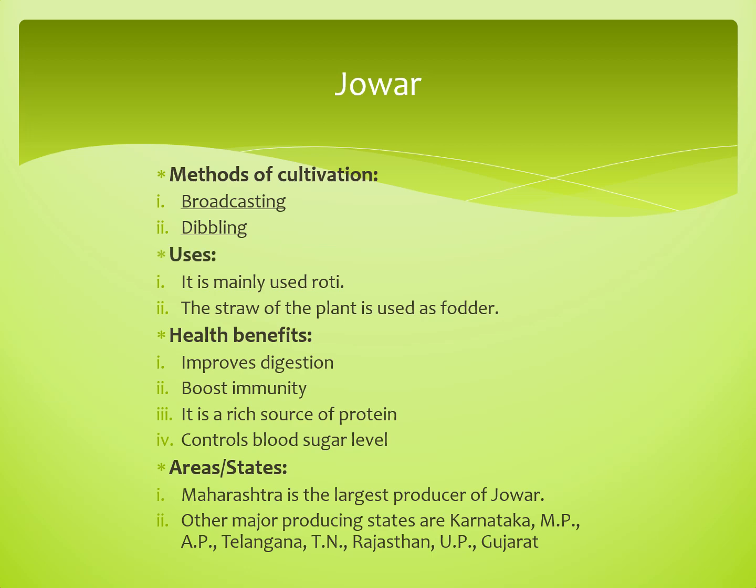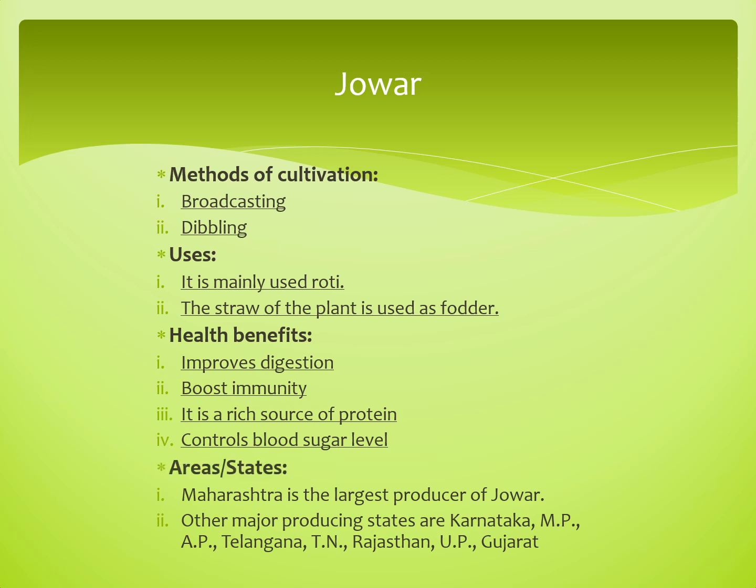Now, what are the uses of jawar? Let's have a look. It is mainly used for making roti. Jawar roti is very beneficial for the people who are diabetic. The straw of the plant is used as fodder. Now let's have a look at the health benefits as well. It improves digestion, boosts immunity. It is a rich source of protein. It also controls blood sugar level.